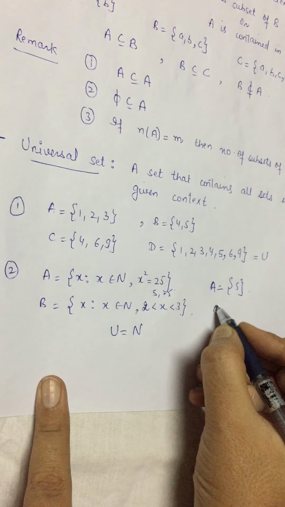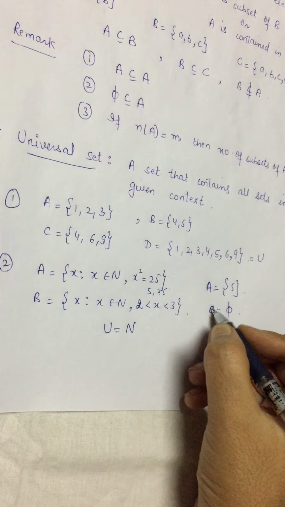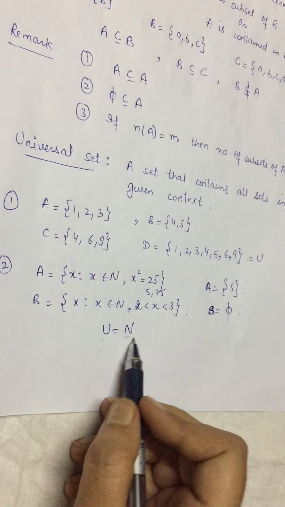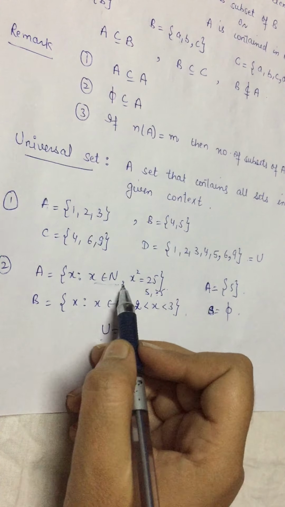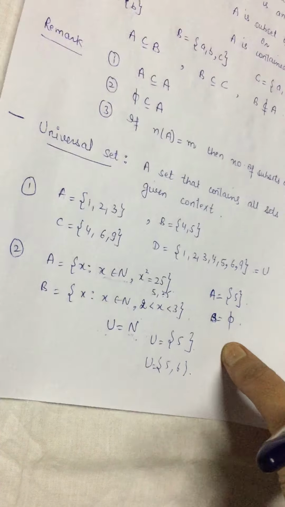In the second, I will get the empty set as I described in the previous part. So the universal set can be considered as the natural number set, because here I am considering the natural numbers, so this can be a universal set. Also you can consider U is equal to {5}, this can be a universal set. U is equal to {5, 6}, this can be a universal set. But just one condition for universal set, it should contain all the sets. So this was the universal set.